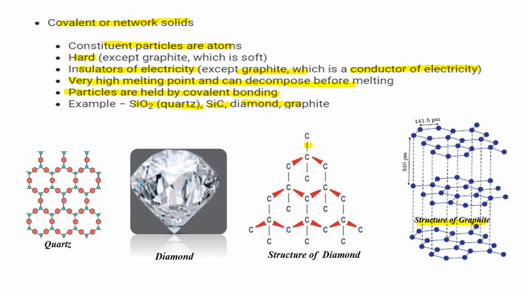The fourth valence electron of each atom is present between different layers and is free to move. These free electrons make graphite a good conductor of electricity.